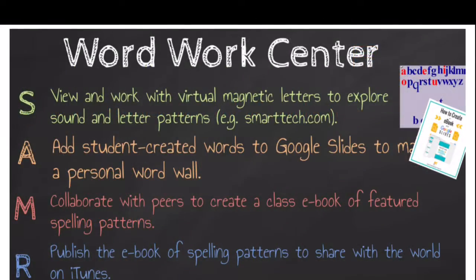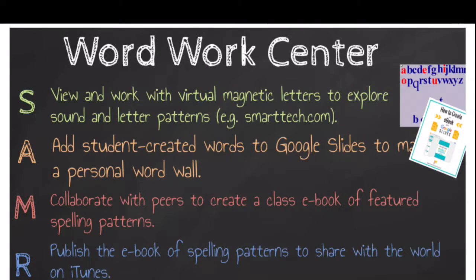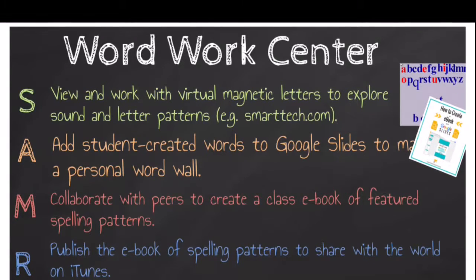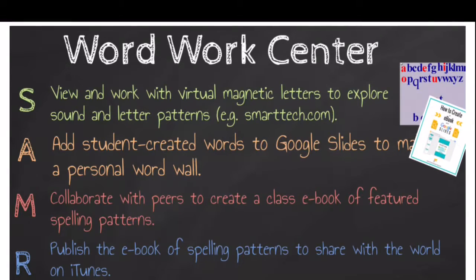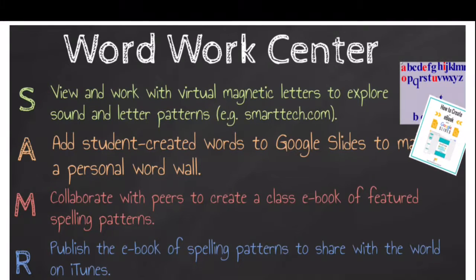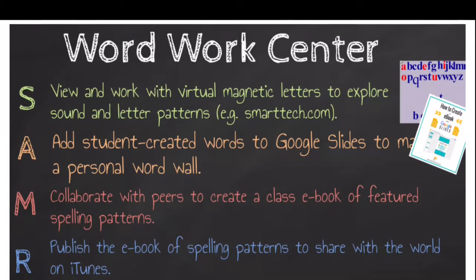Now we will look at some SAMR ideas for the WordWork Center. An S example in the WordWork Center would be to have students work with digital magnetic letters. A would be for having the students make a personal word wall within Google Slides. M would be students creating a class ebook of the featured or focused spelling pattern. And R would be for the students to publish an ebook of their spelling patterns they've worked on collaboratively with classmates and put it on iTunes to share with the world.